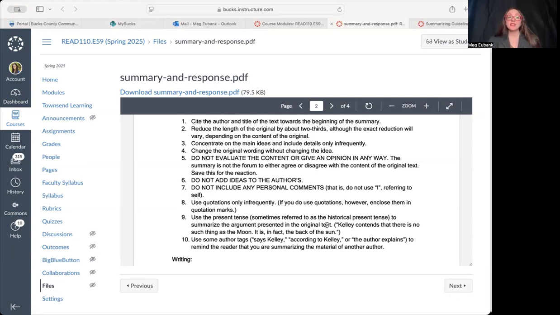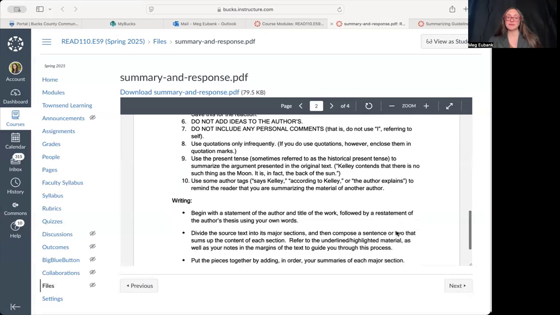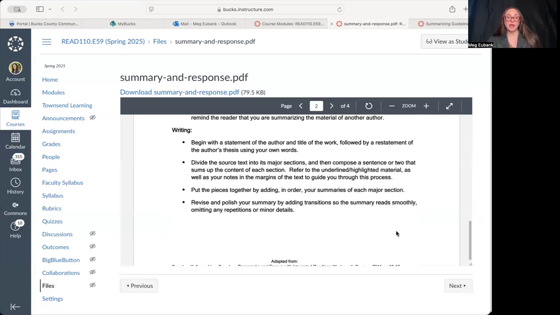And it's something that anytime you're talking about another person's writing, even though they wrote it in the past, you would say, the author says, the author discusses. So talk about it like it's the present tense. And you'll refer to the author. So use author tags. So you can say, says the author Kelly, or according to the author Kelly, or the author explains, right? Now, when you're writing it, start off with the author and the title.